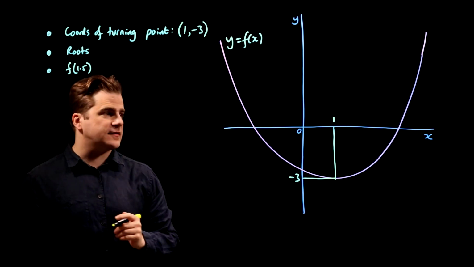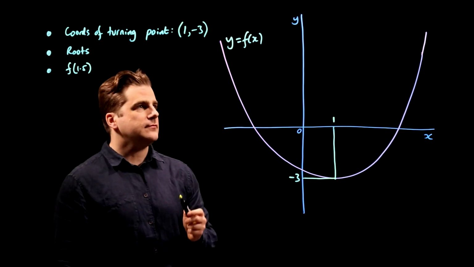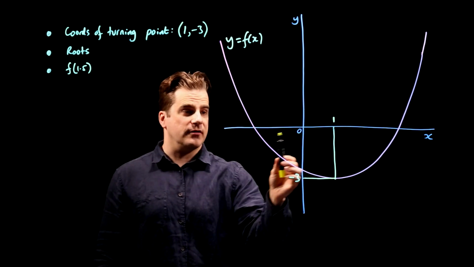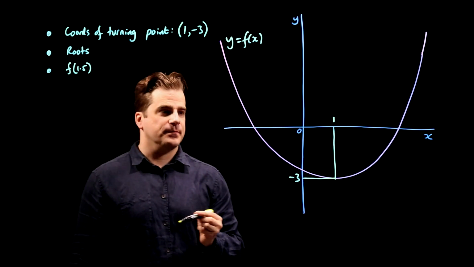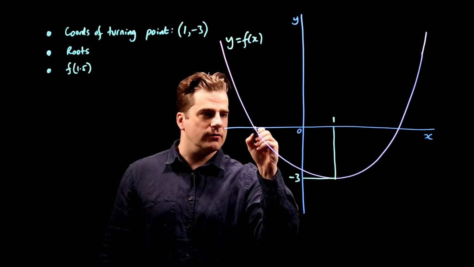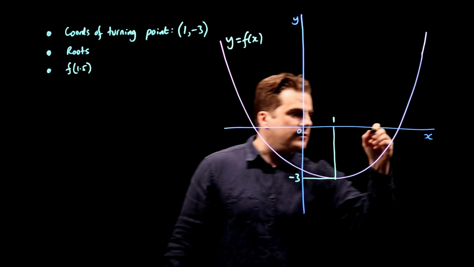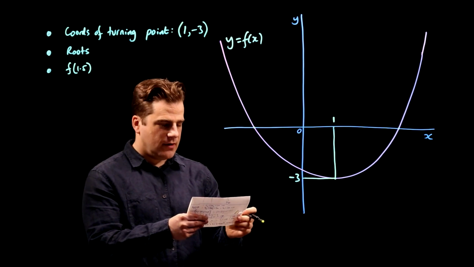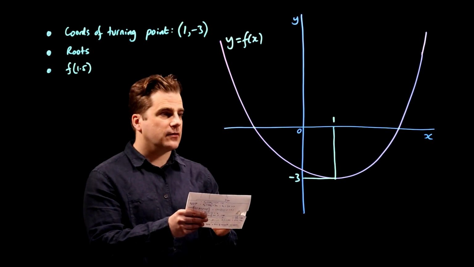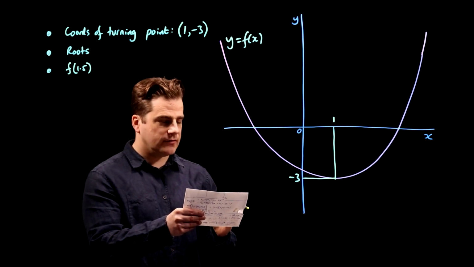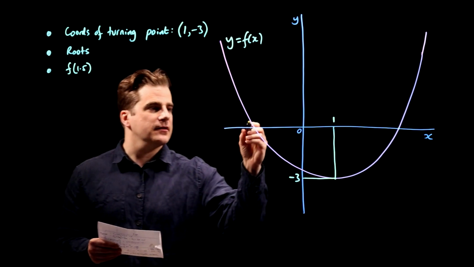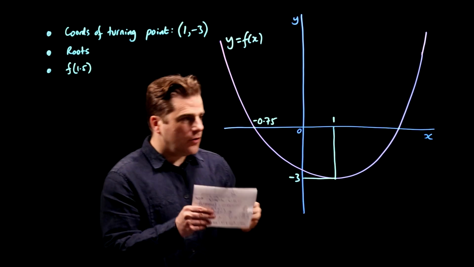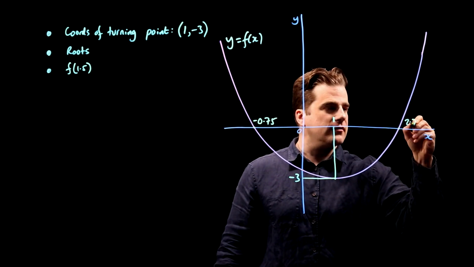Good. Right, the roots. What are the roots? The roots are where it crosses the x-axis, in other words, where y equals 0. So it's that point there and that point there. So again, be accurate, look closely at exactly where it crosses the x-axis, read those points off, and you get -0.75 and 2.75.